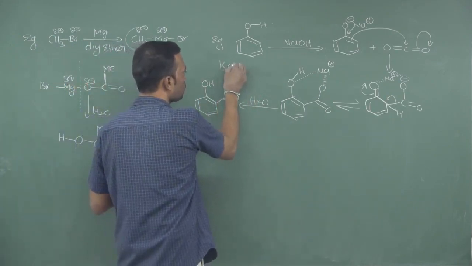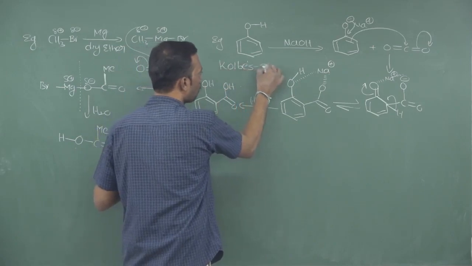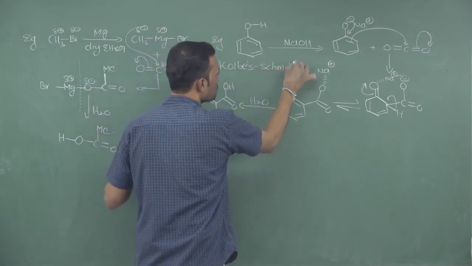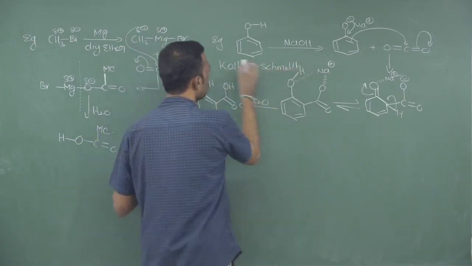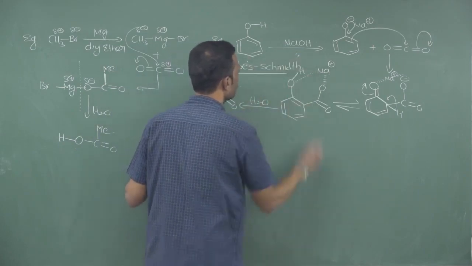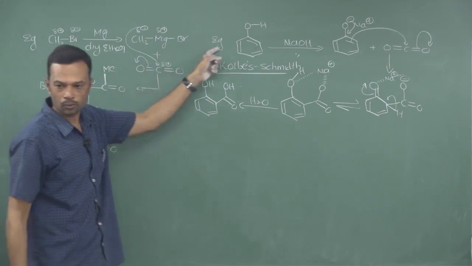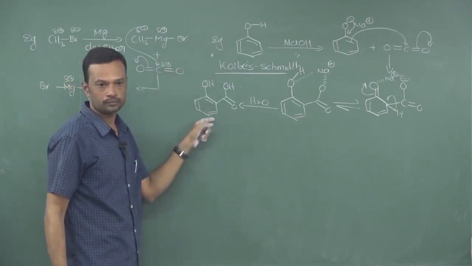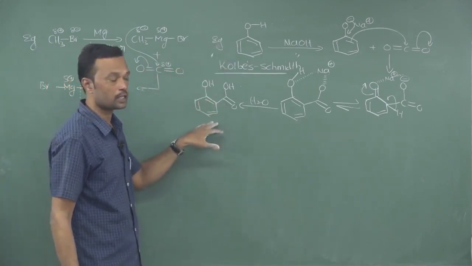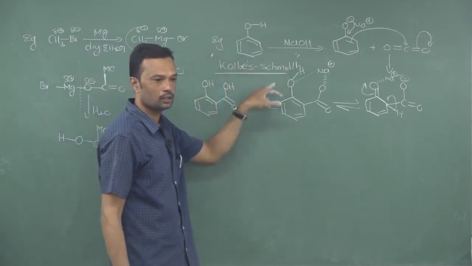What is this reaction? This is called the Kolbe-Schmitt reaction. This is the Kolbe-Schmitt reaction, the conversion of phenol to salicylic acid. Phenol is converted to salicylic acid on reacting with sodium hydroxide and carbon dioxide.